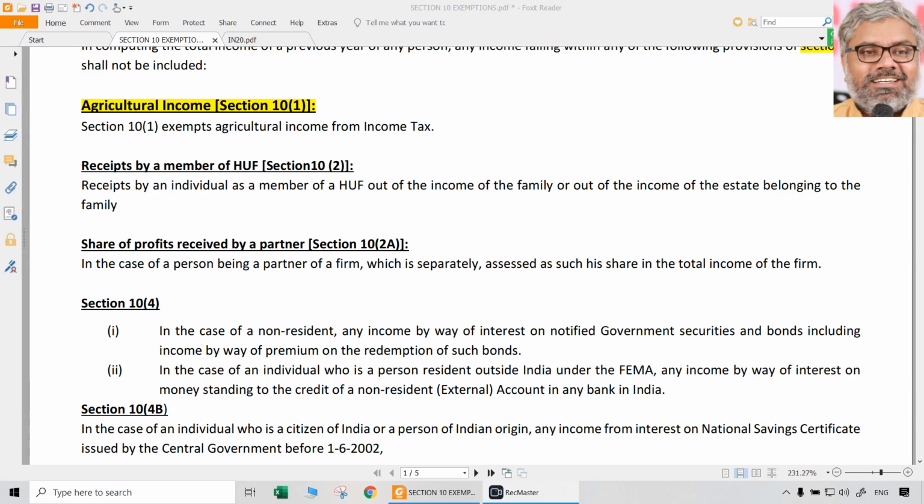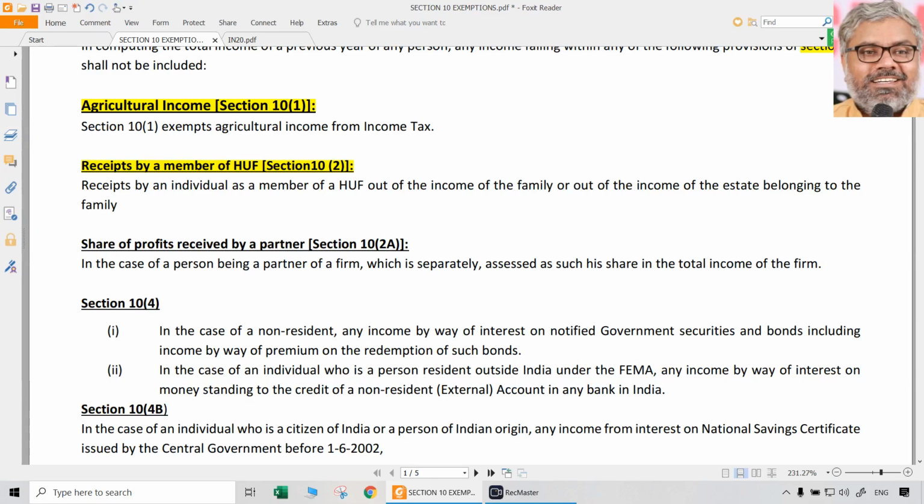10.2 is the exemption of receipts by a member of HUF. Naturally, that is also exempt. Why? Because HUF is already a separate assessable entity. Whatever income the HUF has earned was already taxed in the hands of the HUF as a separate entity. Just a member of HUF receiving a share of that already taxed income cannot be taxed once again in the hands of the member. That is why this is exempt.